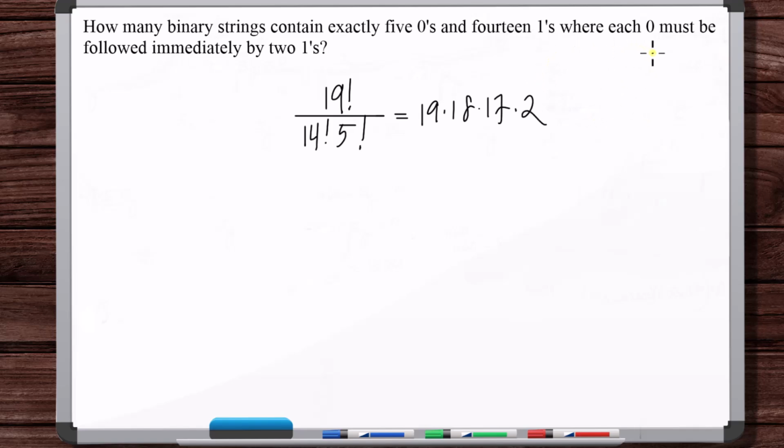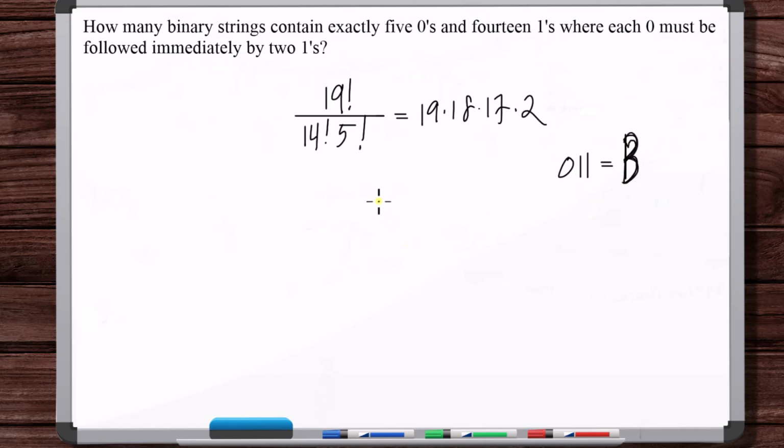So now what we're trying to get out of the system is where each 0 must be followed immediately by 2 ones. Well, we can look at this as, anytime there's a 0, 1, 1, let's call that a bold letter X. Well, no, let's do this. Let's call this big B, like for binary.